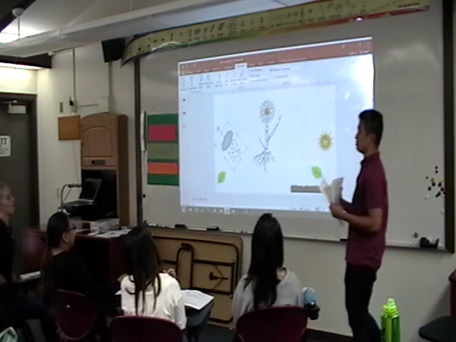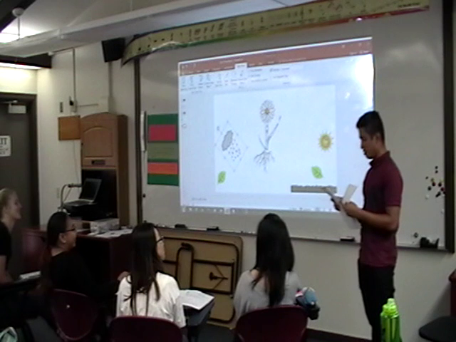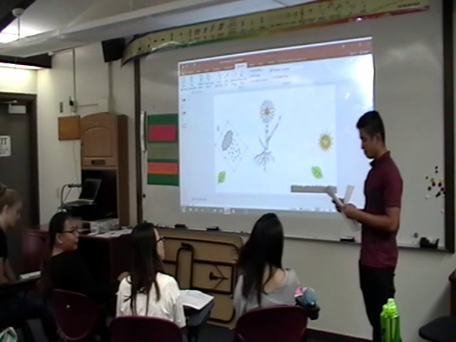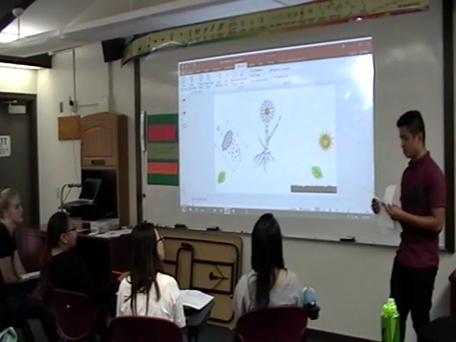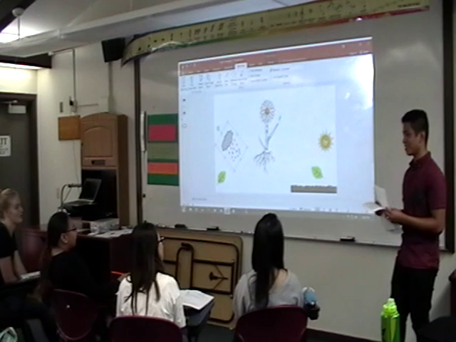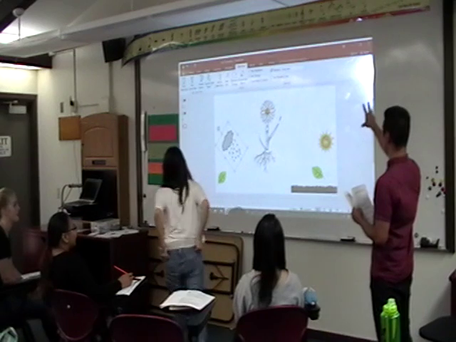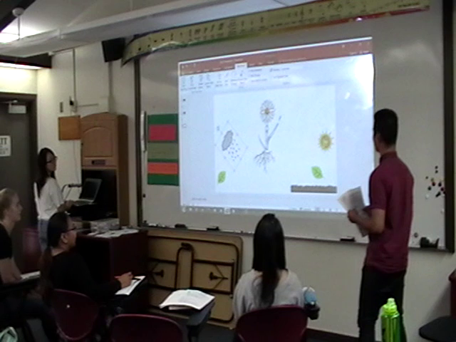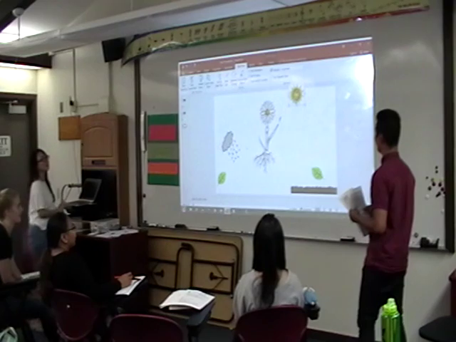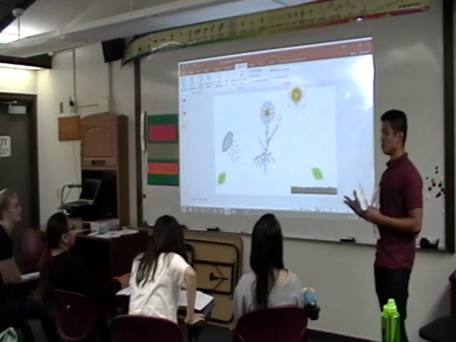Now pick a number from 1 to 4. 3. Connie. All right. Now the function of this, it is one of the requirements of a plant to survive, and it gives energy to the plant through its light. The sun. Perfect. Now can you place the sun above the plant?